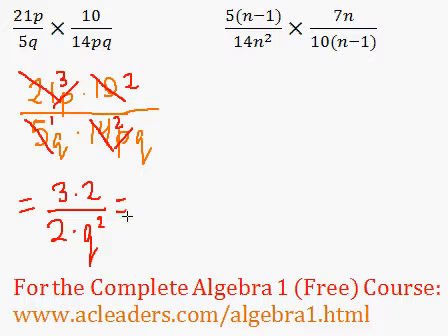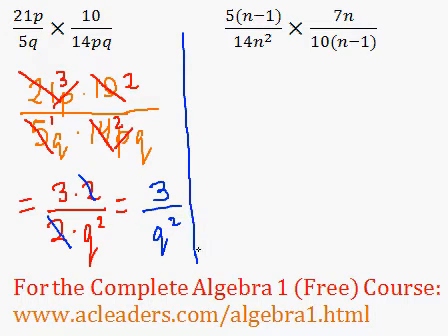And finally, we can actually just take one more step. I can actually cancel out the 2 and the 2. So we end up with 3 over q squared. That's it. Alright, now the next one.